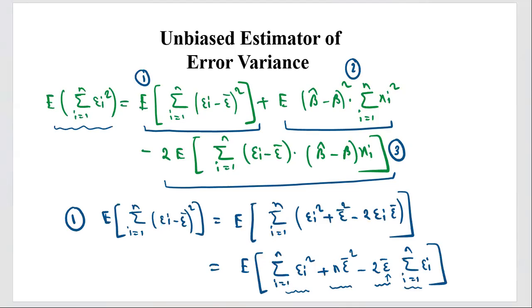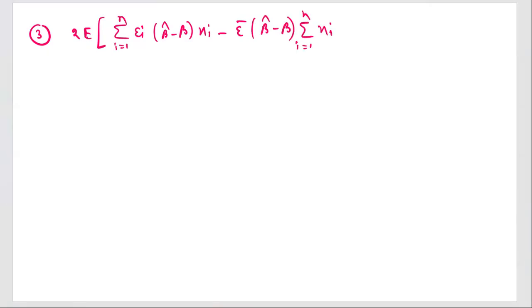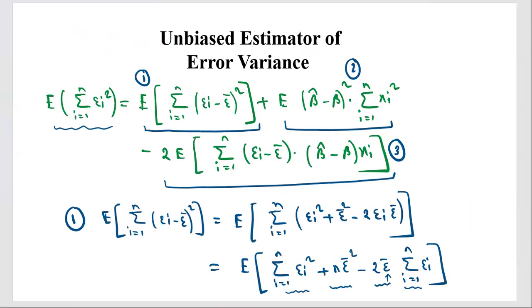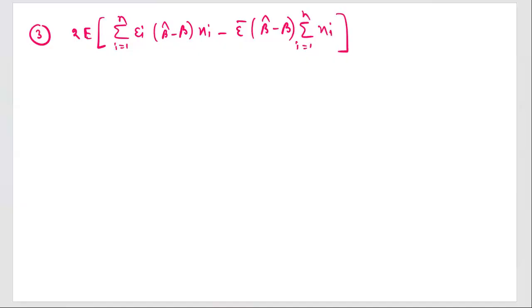So this is the third part. Let me write the thing for you. So the third part is 2 expectation of summation i from 1 to n, epsilon i minus epsilon bar, and then beta cap minus beta into xi. Sorry for this. So this will be 2 expectation of summation. This was the term: epsilon i minus epsilon bar, and then you have beta cap minus beta into xi. This was the term.